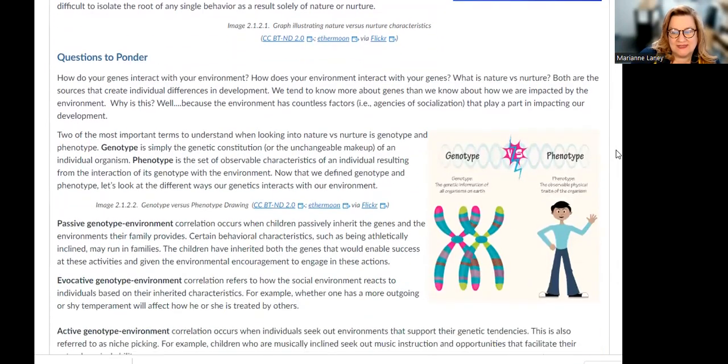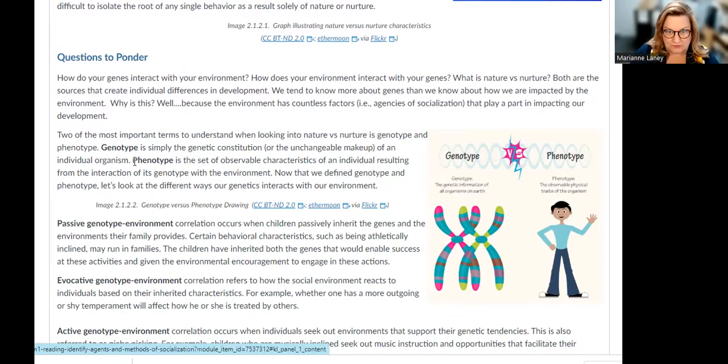Questions to ponder, right? So again, if we have our genetics, nobody can really see your genetics from the outside. And that's what we call the genotype, our genetic constitution, our blueprint. But the phenotype is how those genetics come together and show you forward.